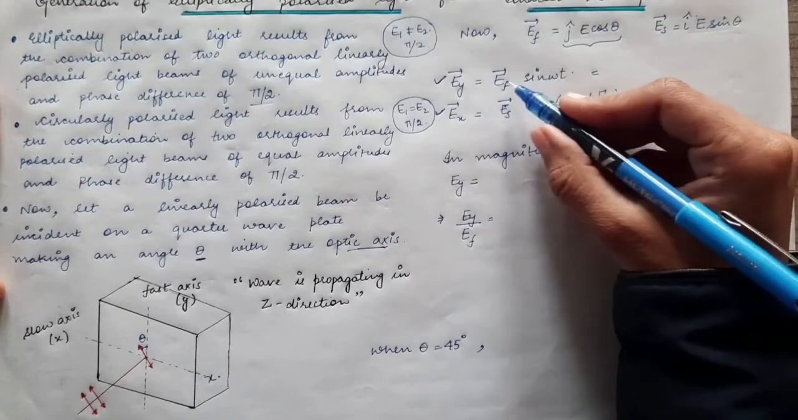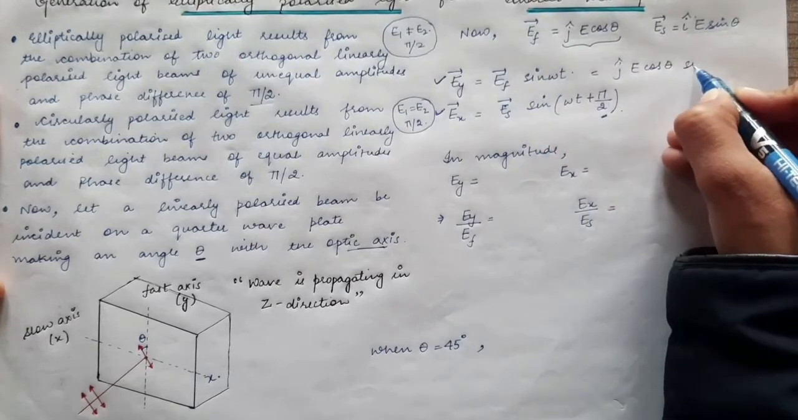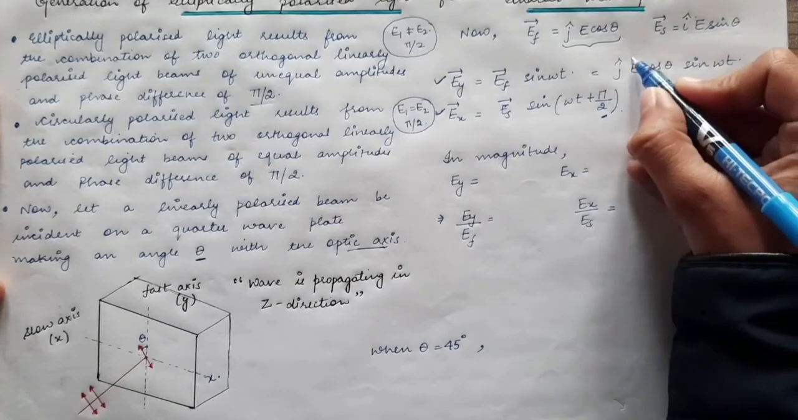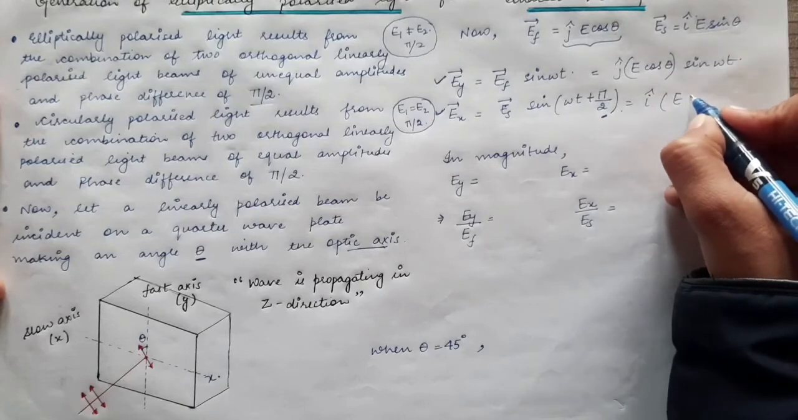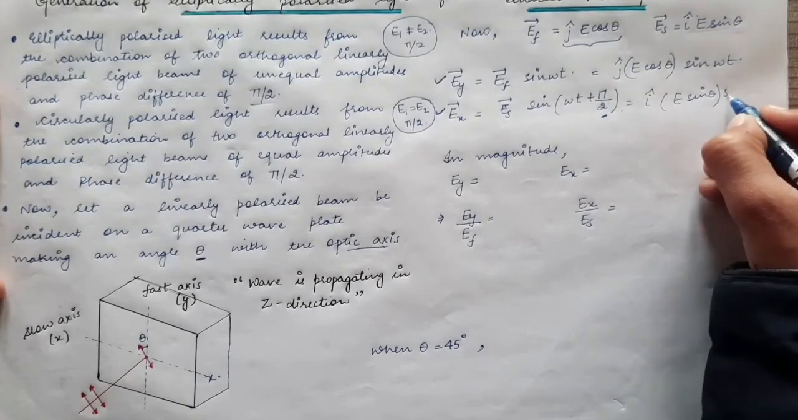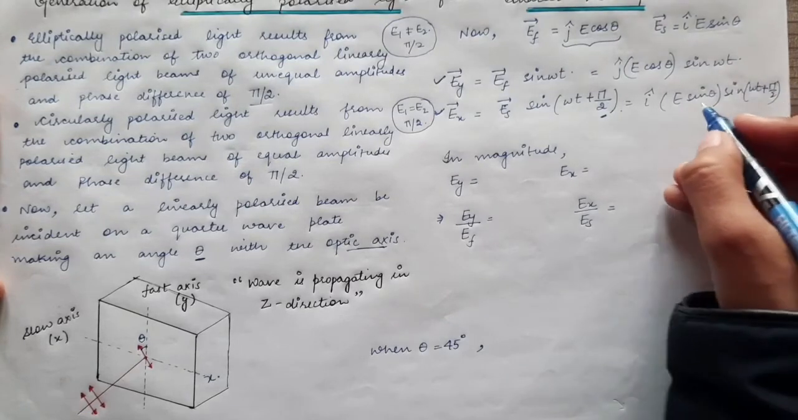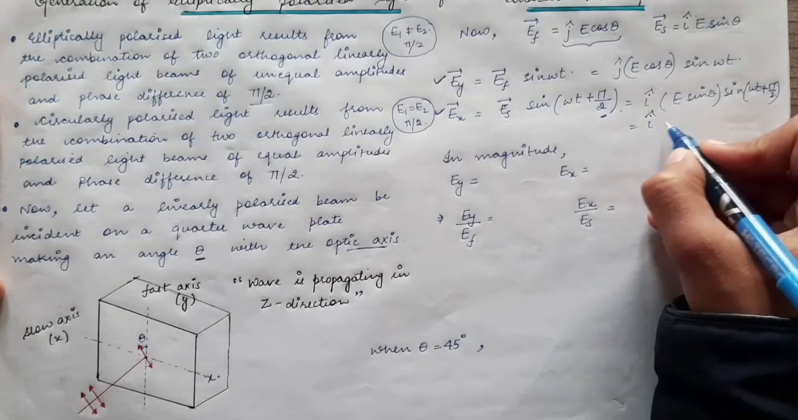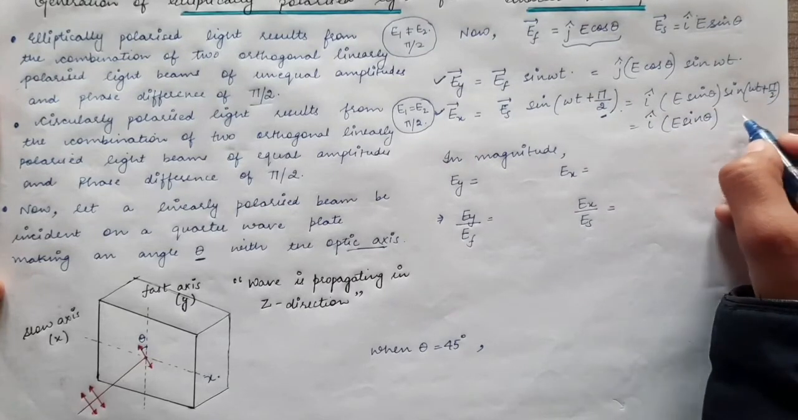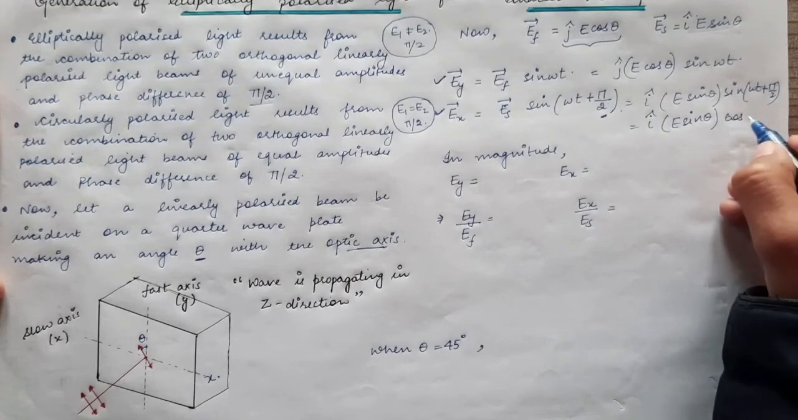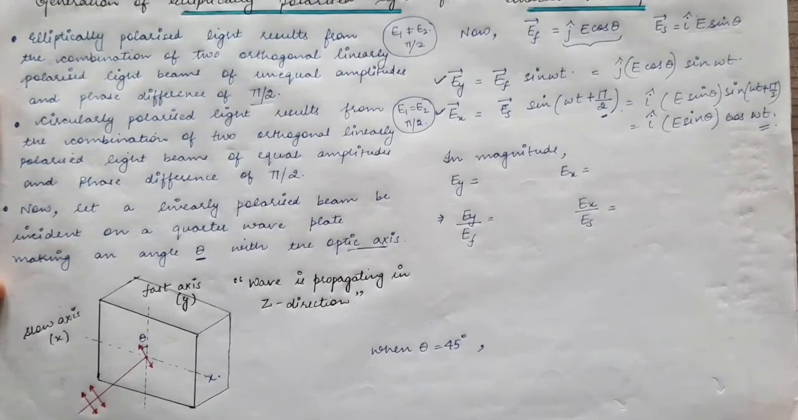So what will be the magnitude? Firstly we will write over here what is E vector. It is j cap E cos theta into sine of omega t, and this will be written as i cap E sine theta into sine of omega t plus pi by 2. And what is sine of omega t plus pi by 2? Sine of pi by 2 plus theta is cos of theta, so it will be cos of omega t.